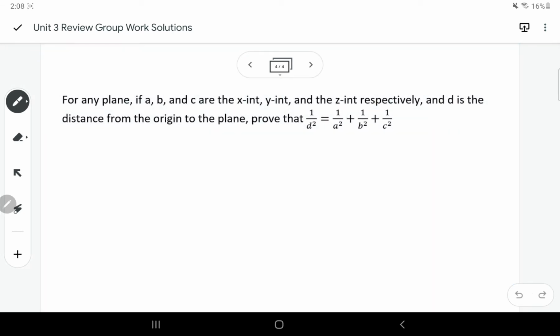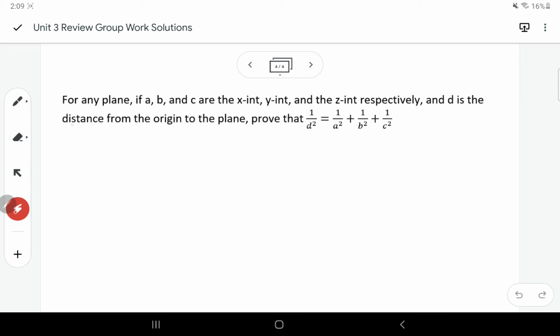And then the last one, we have a plane where A, B, and C are the x-intercept, y-intercept, and z-intercept of the plane. So that's where this plane crosses the x, y, and z axes. And we want to say that the distance from the origin to this plane is given by this equation.